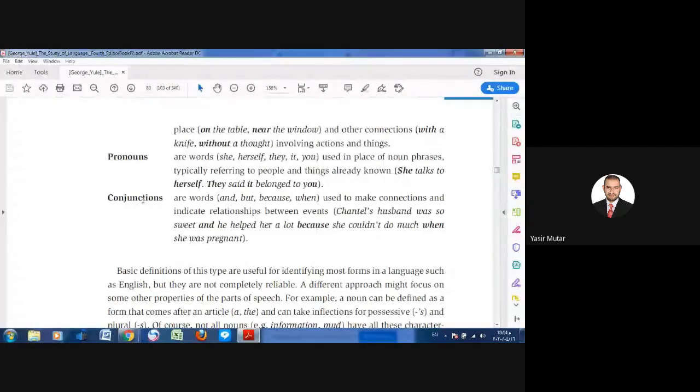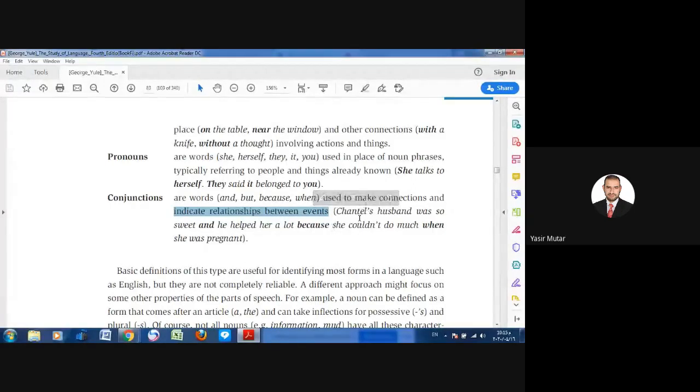Okay, conjunctions. They are connecting words. They are words used to join or connect words, like and, but, because. Yes, they join sentences or phrases: and, but, because, when. They are used to make connections and indicate relationships between events. So they can also indicate relationships between events.